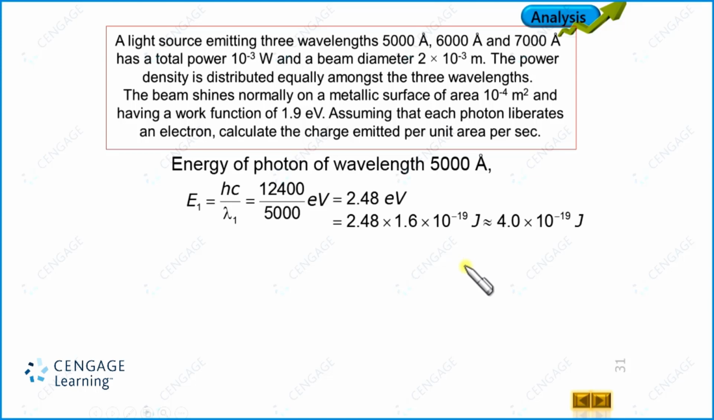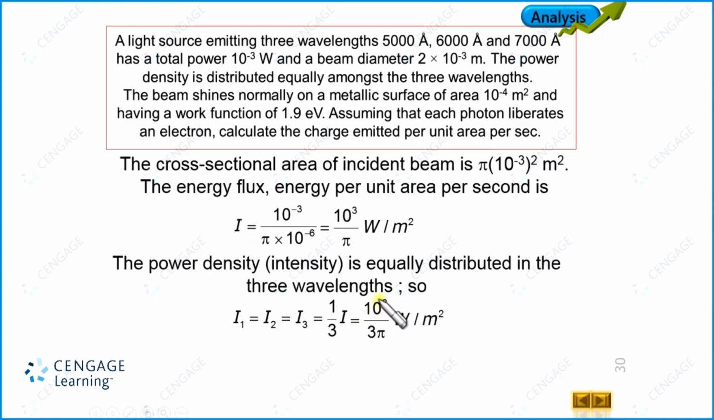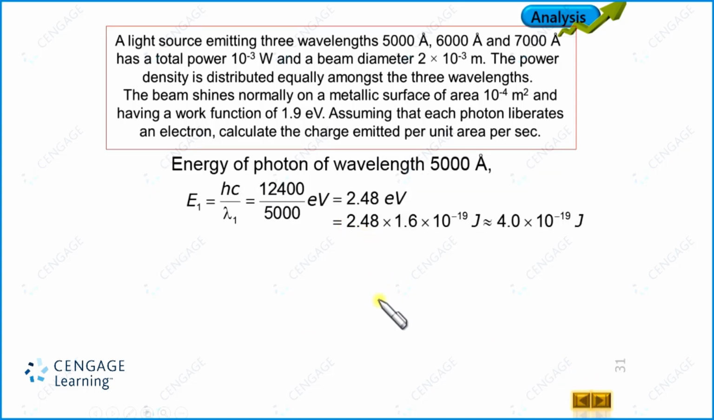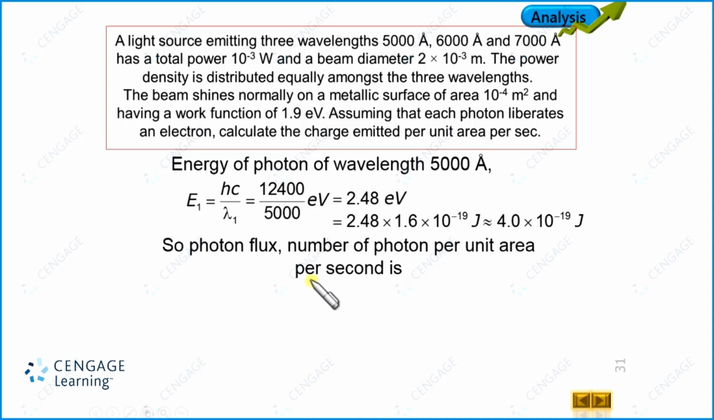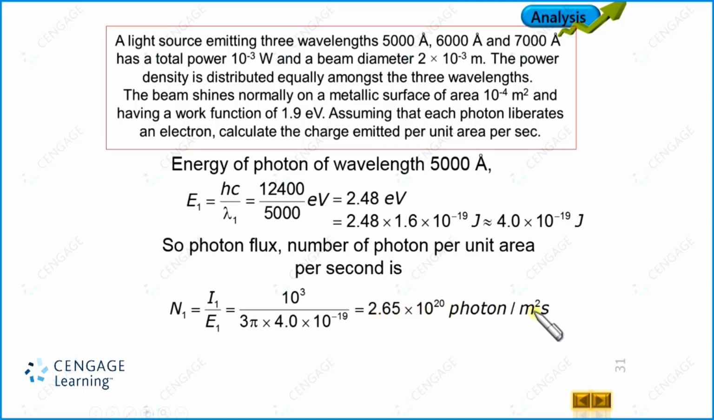Now we can calculate the photon flux. Photon flux is nothing but the number of photons per unit area per second, right? We know the energy of a photon, and also we have the intensity of the beam associated with each wavelength. If we divide I by this energy of the photon, we will get the number of photons per unit area per second. That is called the photon flux. Let us write this value as N1. N1 is equal to I1 divided by the energy of the photon associated with this wavelength. After calculation we get 2.65 × 10^20 photons per meter square second.